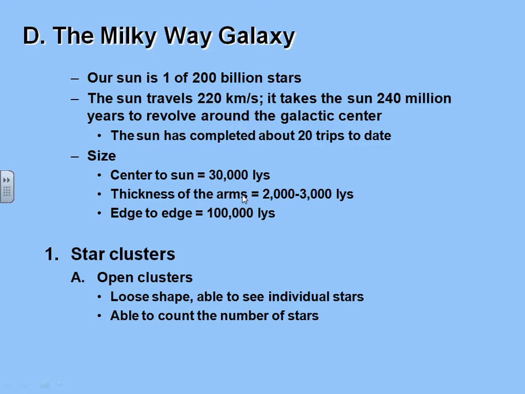The thickness of our arms, because it is a spiral galaxy, and we know that by using our telescopes and being able to figure out positions of stars, the thickness is about 2,000 to 3,000 light years from across the arm. And then the edge to edge, so side to side of the galaxy, is about 100,000 light years across, give or take a couple thousand light years, of course. So that's our Milky Way.